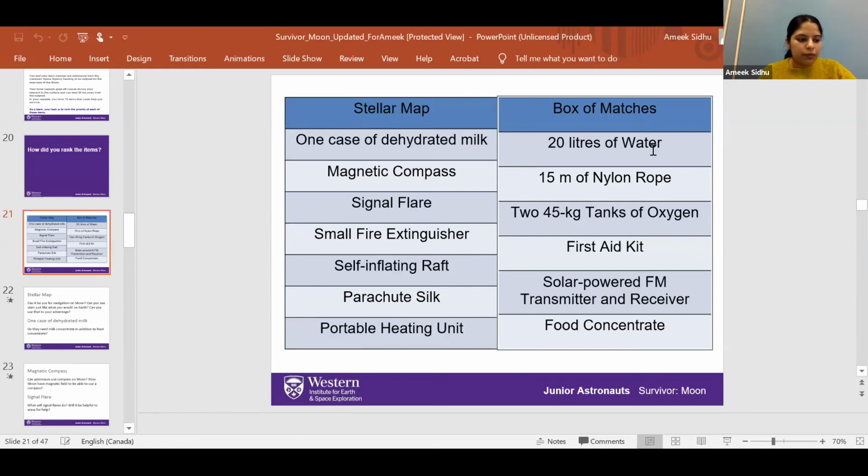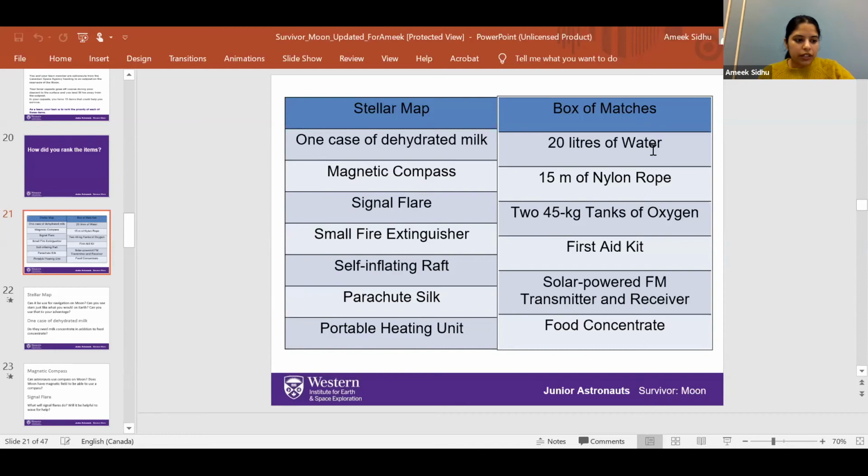The third one would be the stellar map. It would serve as navigation for us, because the stars will look the same as they look on Earth, so they'll look the same on the Moon. So they'll have something to navigate to their outpost, which is 50 kilometers away. So that would be the third thing on their priority list.